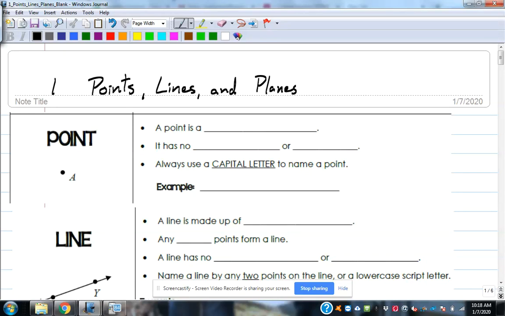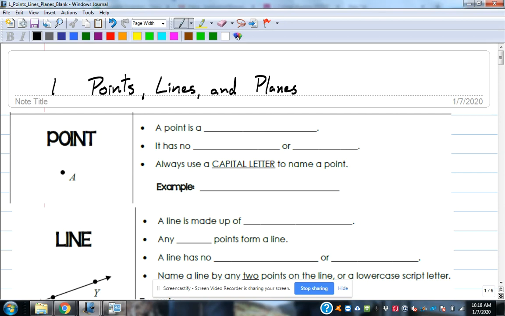We're going to start with our basic geometry parts, and we're going to build up from here with some things. So we're going to start with points, lines, and planes for the first lesson today, and then we'll get into some line segments in the second part of the day. So the first thing we're going to talk about is point.